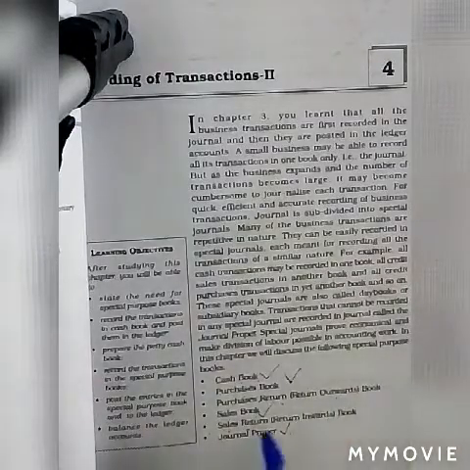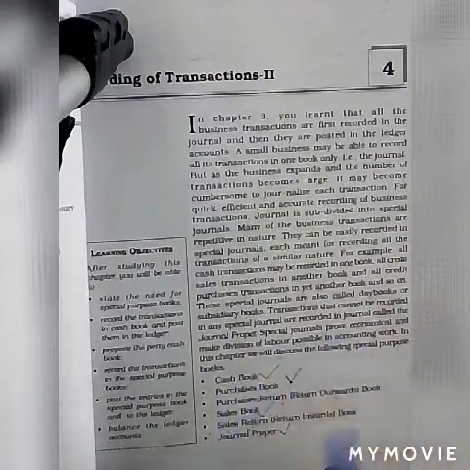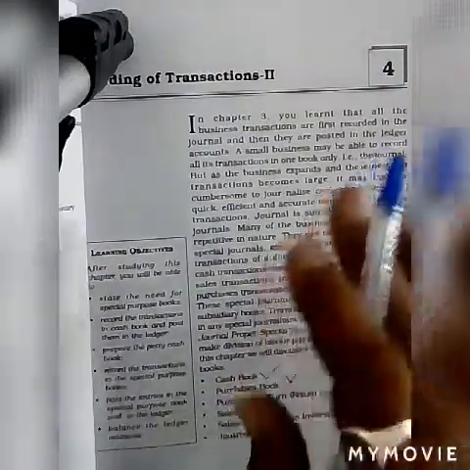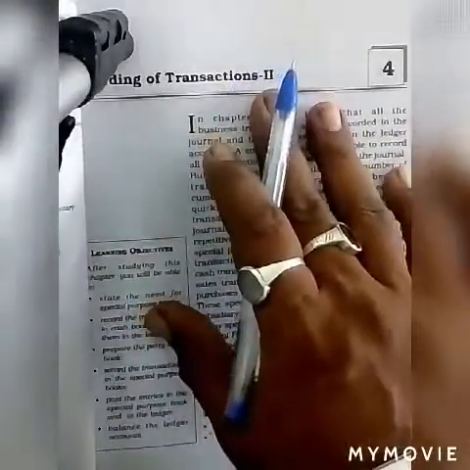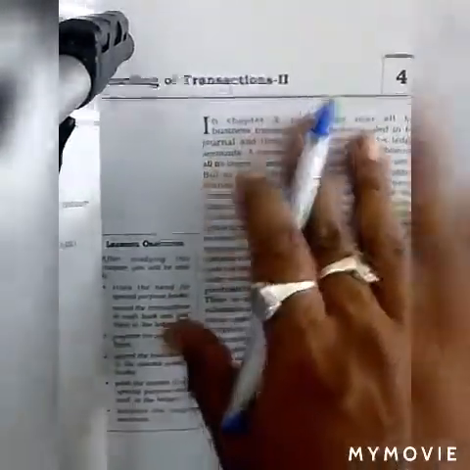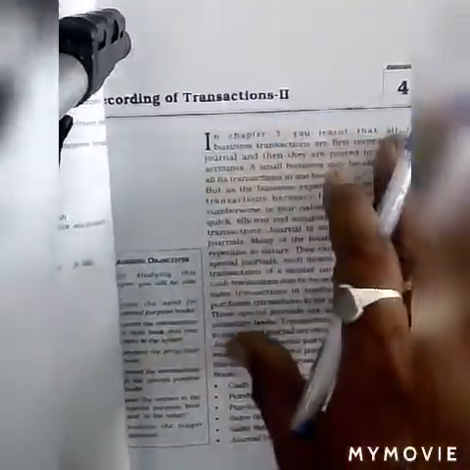So these are the 6 main points which we will study in the first part of recording of transactions, chapter 4 of accountancy.